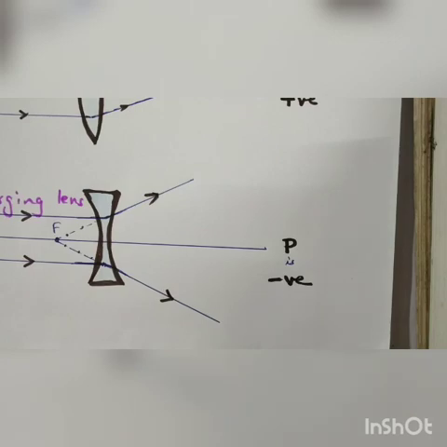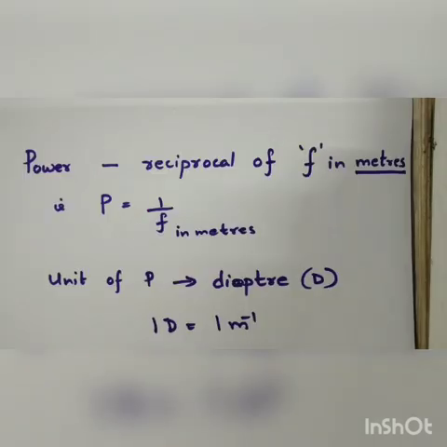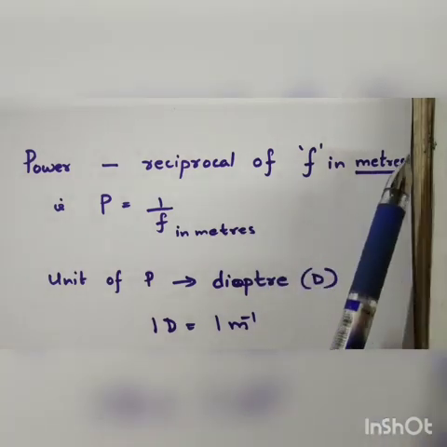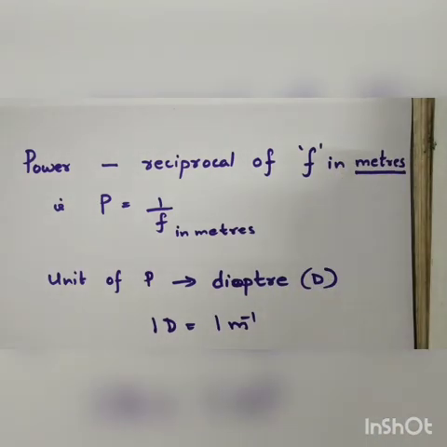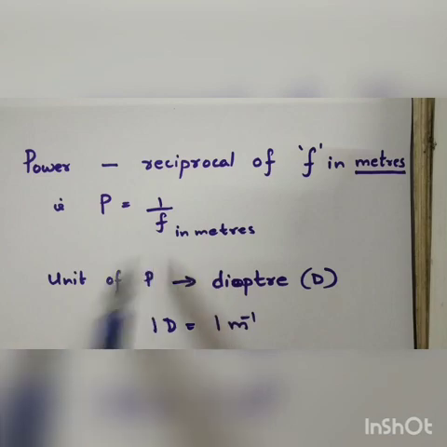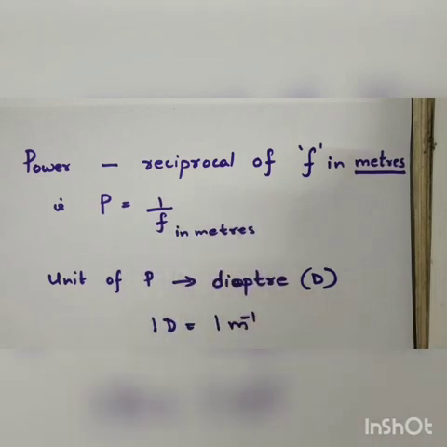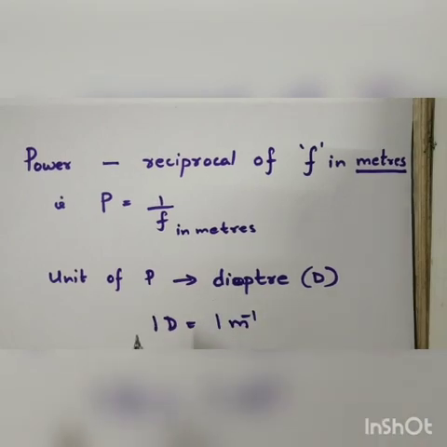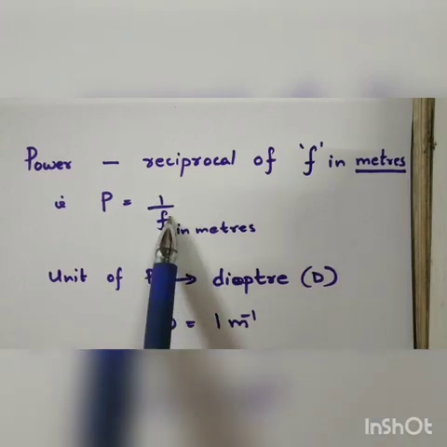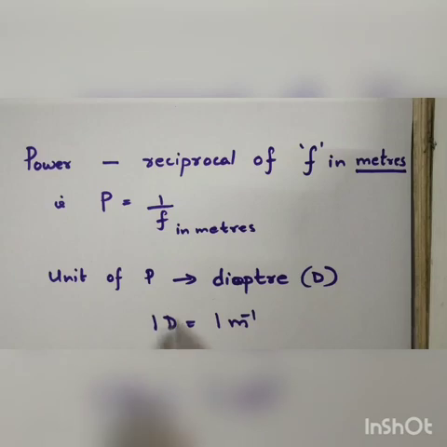Now let us see what we mean by the power of a lens. In standard 10 you studied that the power of a lens is the reciprocal of its focal length measured in meters. Remember, it's measured in meters. So P, power, is the reciprocal of focal length, which is measured in meters. And the unit of power is the diopter. So 1 diopter is 1 meter inverse. Meter raised to -1 means per meter. 1 by meter is the diopter because 1 by f, f is in meters.